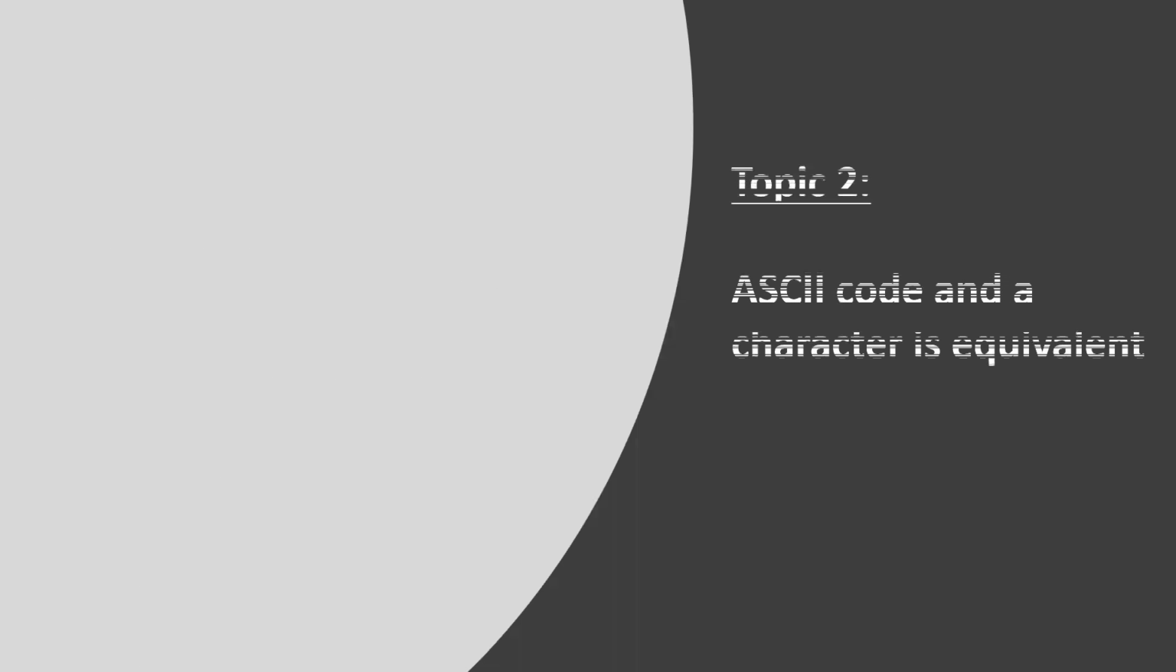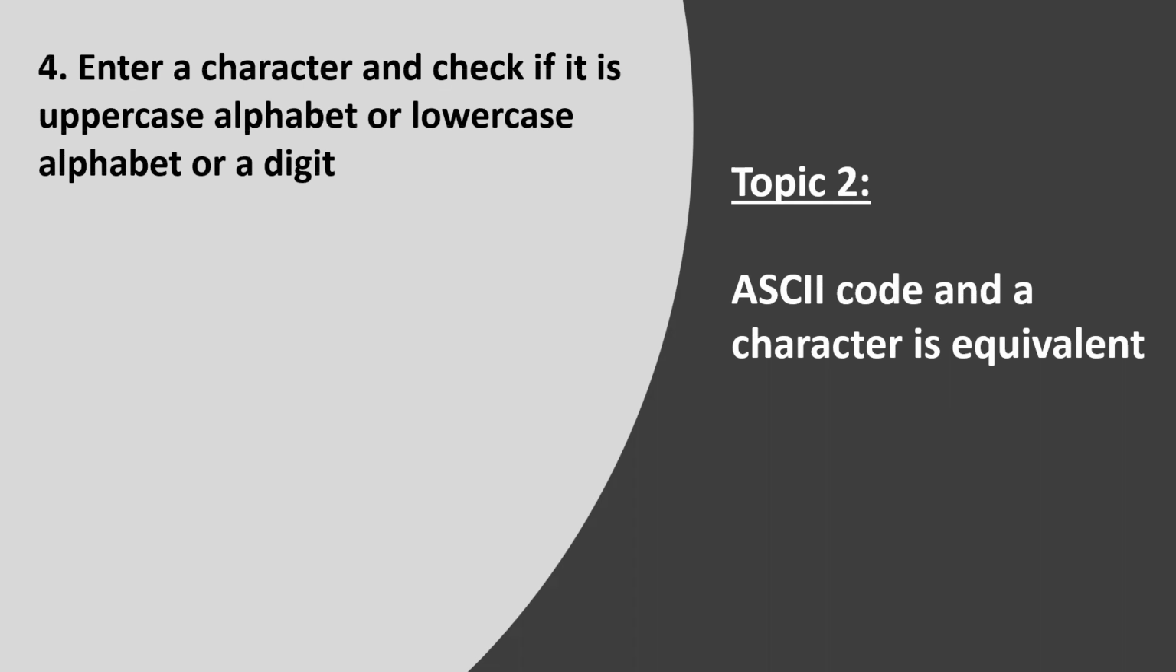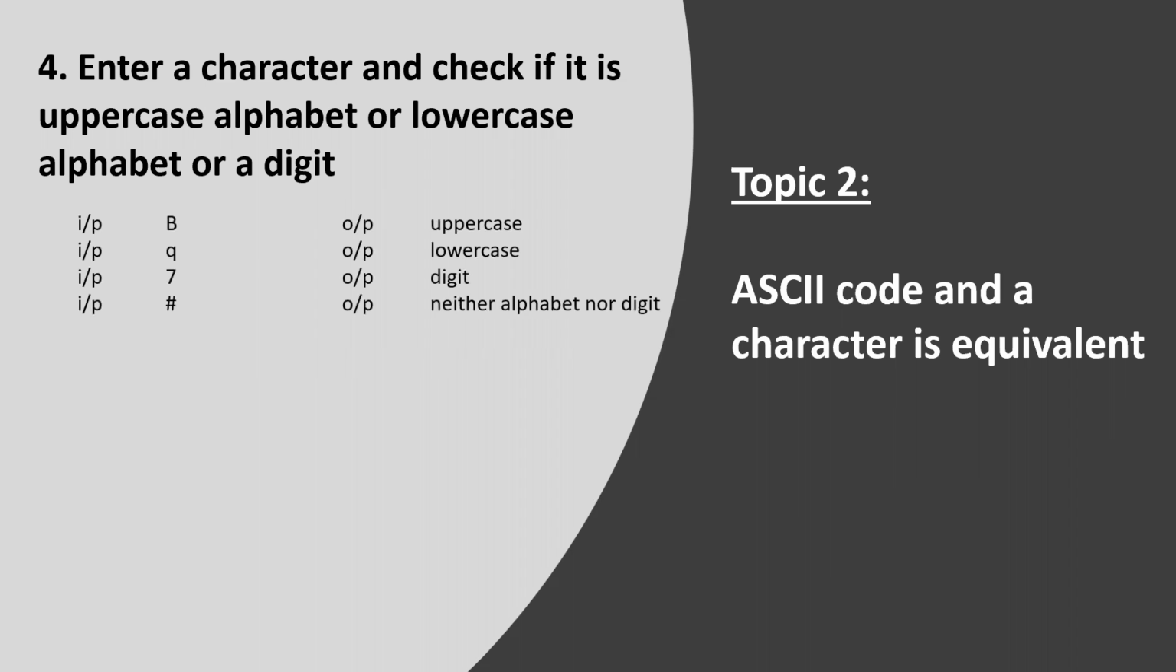If I go to topic two, ASCII code and a character are equivalent. I was trying to put that in your mind: ASCII code and the character are equivalent. So we will check out an exercise by which we will confirm that both are the same. Enter a character and check if it is an uppercase alphabet or lowercase alphabet. As an example, if I give capital B, it will say uppercase. If I give small q, it will show lowercase. If I put 7, it will show digit. And if I put anything else, it will say neither alphabet nor digit.